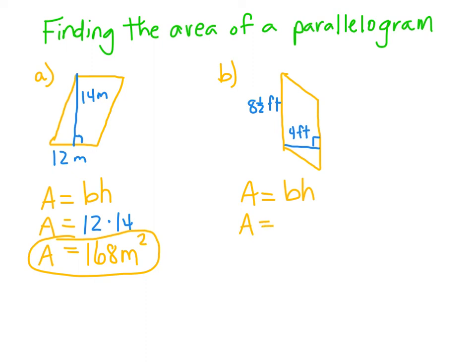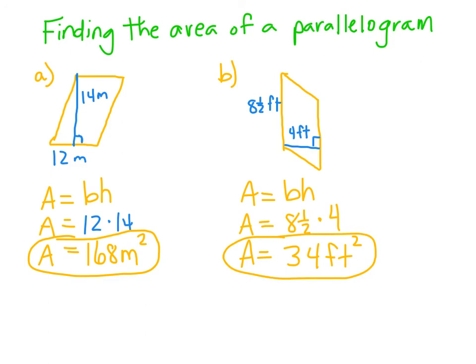So my base is 8.5 feet. You don't have to put your feet in there. Times my height, which is 4 feet. And then on my final A on this one, because you can do some side math, 8.5 times 4 gives me 34. Remember what your units are. We have feet squared. And this would be your final answer.